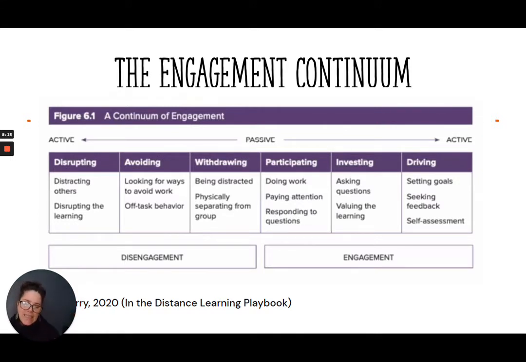On the right-hand side, you see the engaged side, or the active engagement side, of the continuum. And that's where students are driving the learning. They're really setting their own goals. They're participating in self and peer assessment. They know where they are in their learning, and they are invested and engaged, and they're seeking feedback to help drive the learning in the community within the classroom.